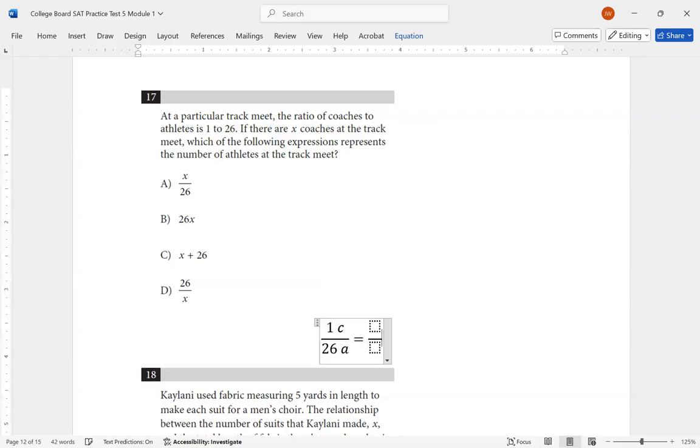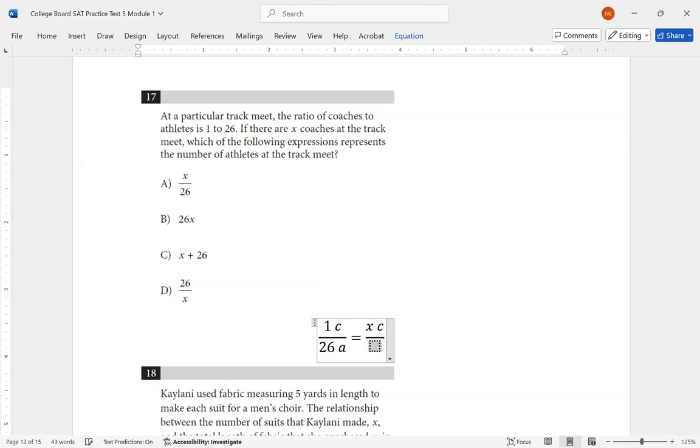If there are X coaches, then there needs to be 26 times as many athletes. So that would be 26 times X athletes. And so the answer to question 17 is B. 26X is the number of athletes at this track meet.